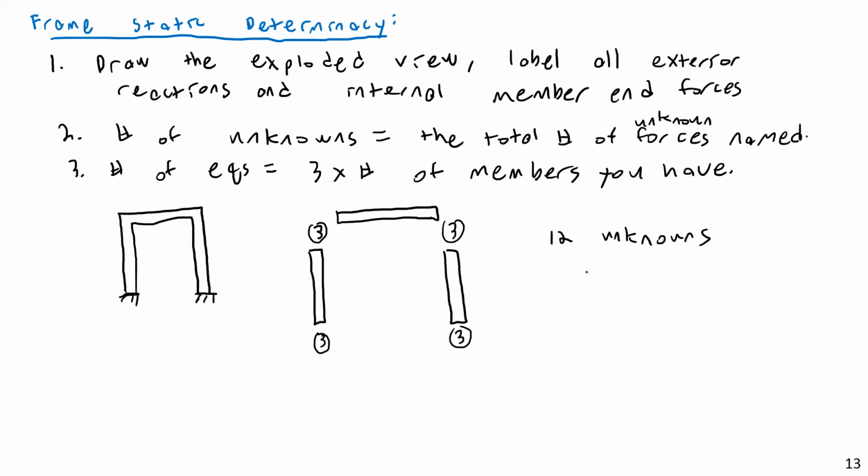But we only have 3 members, which means we have 3 times 3. This is the number of members, and this is the number of equations of equilibrium we get from each member. Each member is a rigid body. It's a 2-dimensional rigid body, so we have only 3 equations of equilibrium. So that's 9 altogether. 9 equations.